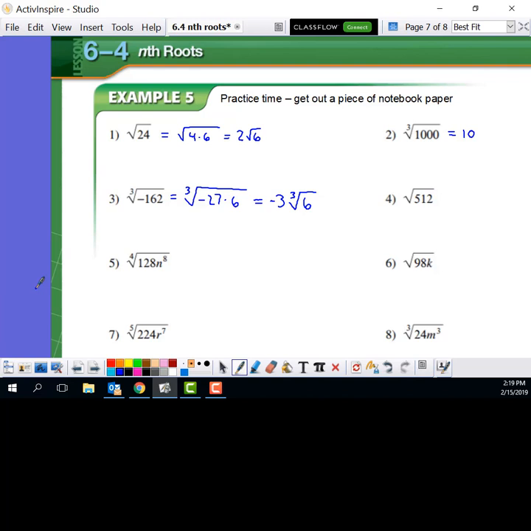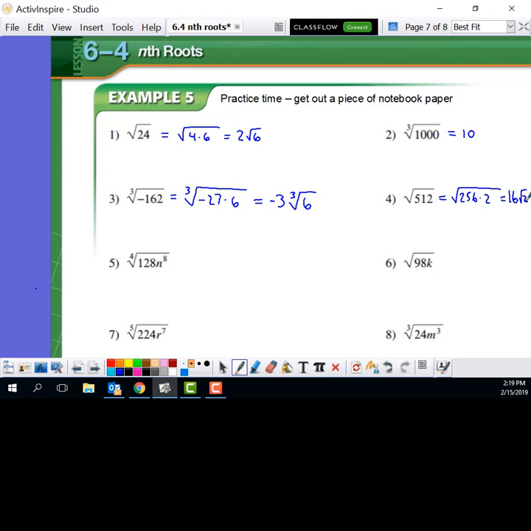Okay, number 4, we can rewrite this as 256 times 2. The square root of 256 is 16, so that gets me 16 root 2. And if this is going too fast for you, remember I asked you to pause this and work on these on your own. And if you're wondering how in the world I'm getting those numbers, literally what I did is I just used guess and check on my calculator. I worked my way up to get the largest factor of 512 that's a perfect square and simplified it from there.